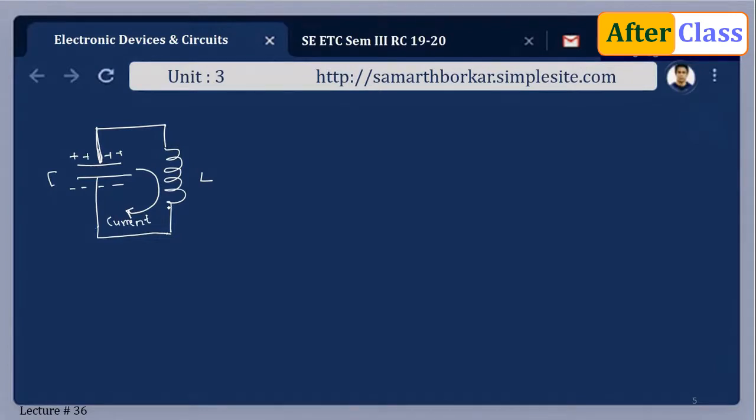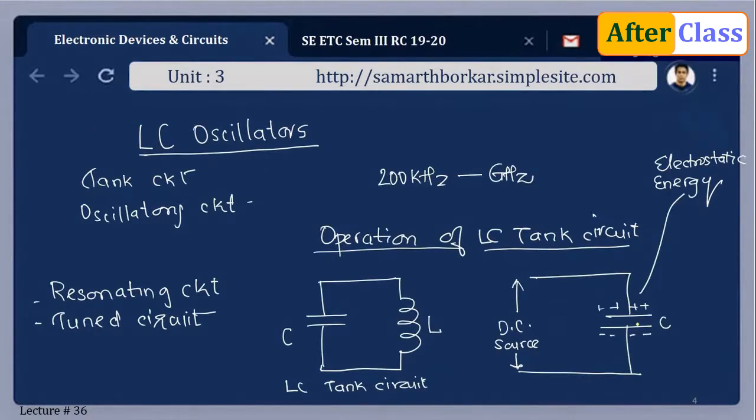Due to such a current flow, the magnetic field gets set up around the inductor L. So this is how a magnetic field is going to get set up across this inductor. Upward direction. Now the inductor starts storing the energy, and when the capacitor is fully discharged, the maximum current flows through the circuit. At this instant, all the electrostatic energy gets stored as a magnetic energy in the inductor. As we have said in the previous slide, the energy stored by the capacitor is referred to as electrostatic energy.